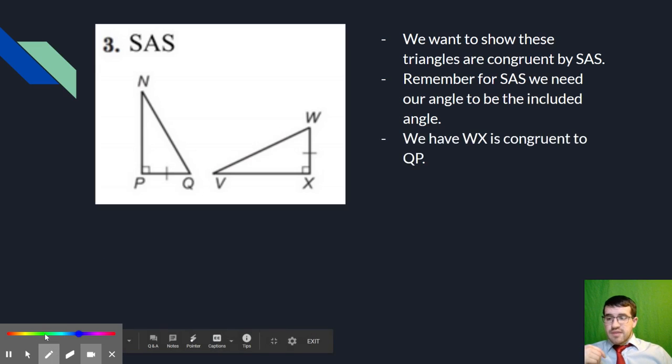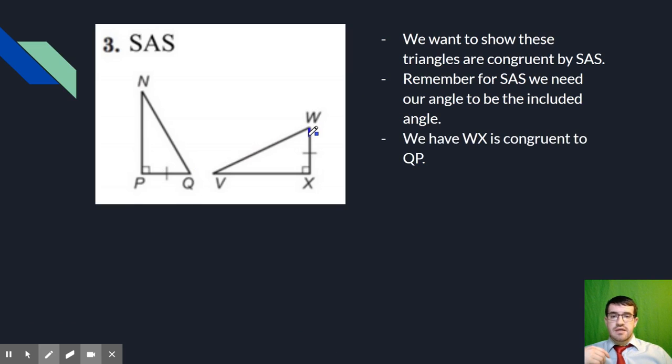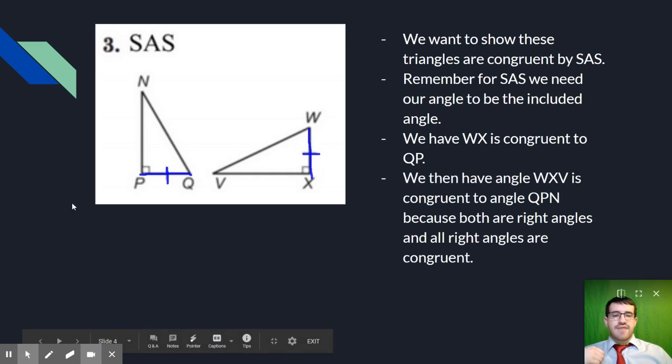To start with, we have segment WX is congruent to segment QP, and that's already marked by one tick mark. And then we have angle WXV is congruent to angle QPN because both are right angles and all right angles are congruent. So I'm just going to mark that with a single arc.